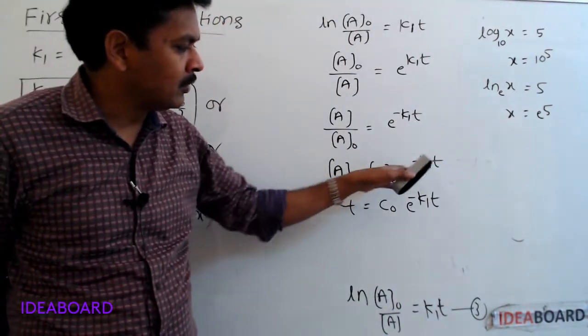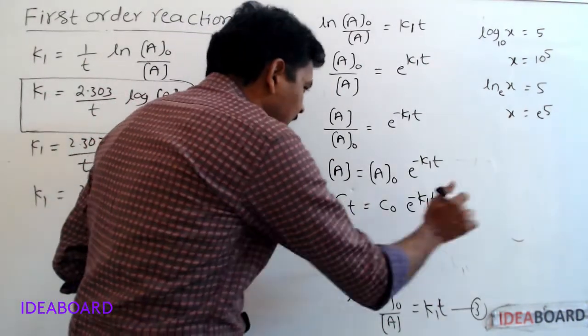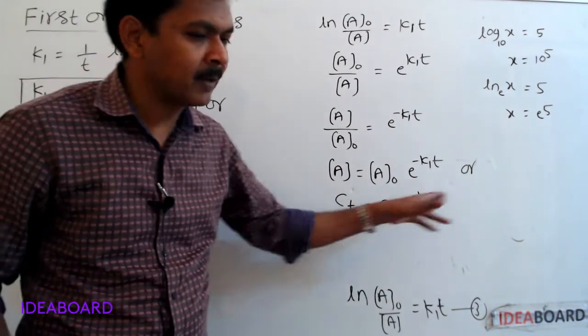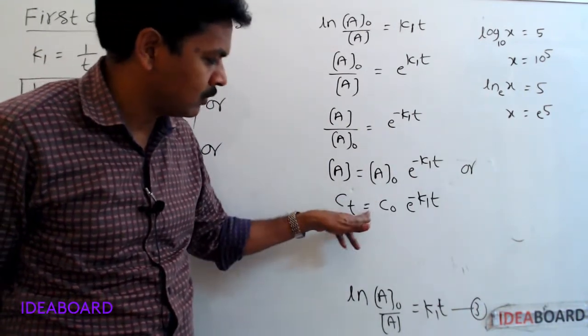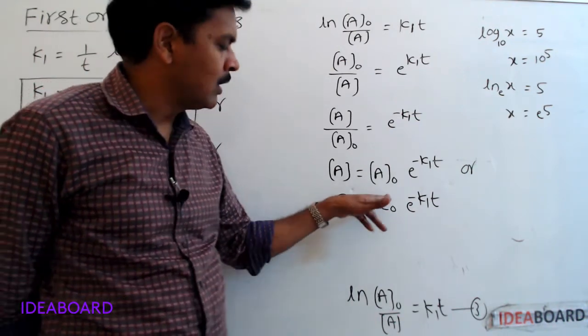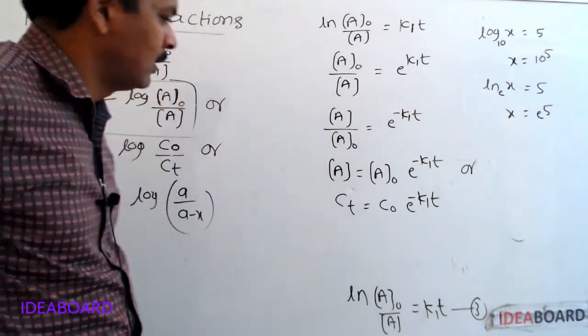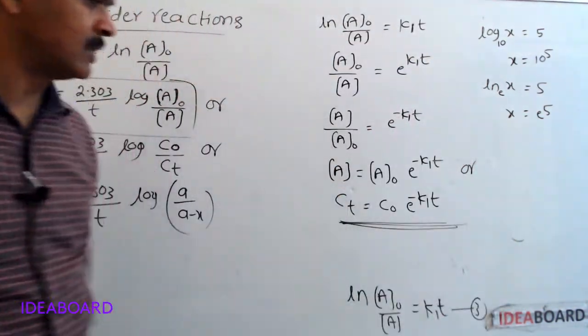a is equal to a naught into e power minus k1t, or we can write Ct is equal to C naught into e power minus k1t. The concentration of the reactant after some time is equal to its initial concentration, or concentration at 0 time, into e power minus k1 into t. This is also the first order rate equation. We can write it in different ways.